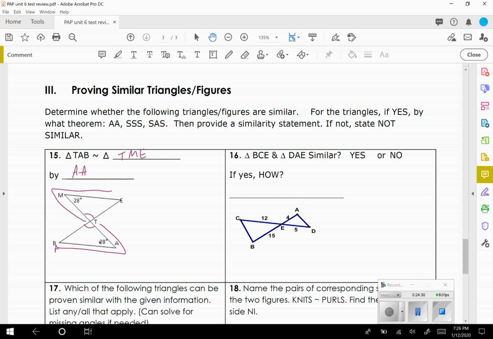16. Are these two similar? Yes or no? If yes, how? Alright, small side is 12, matches with the small side 4 here. 15 is bigger, matches with the 5, which is bigger. We have this angle in the middle. So this is a candidate for side angle side. So 12 to 4, that equals 3. 15 over 5, that equals 3. So those are good. So yes, they're similar, and it's by side, angle, side. And just check these names here as well. BCE, DAE, yep, those were good.